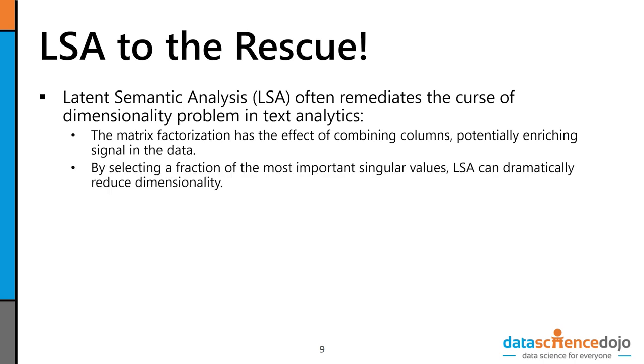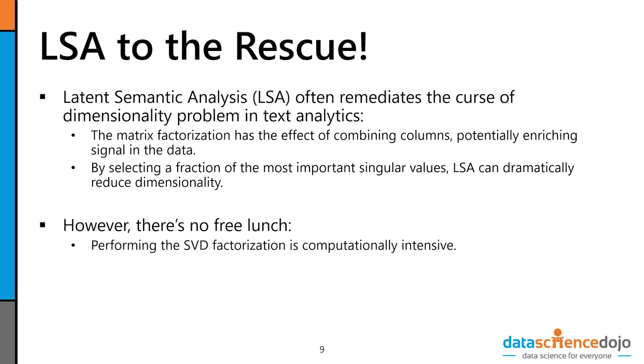Not surprisingly, you can actually use LSA to dramatically reduce your dimensionality. For example, it's very common to use several hundred columns in your LSA. So we will go from over 29,000 columns to about 300. So this is great. Right? Dramatically reduces your feature space. Now, as always, in machine learning and data science, there is no free lunch. There's always some sort of trade-off. Performing the SVD factorization is computationally intensive, as we'll see in the next video. It takes quite a while.